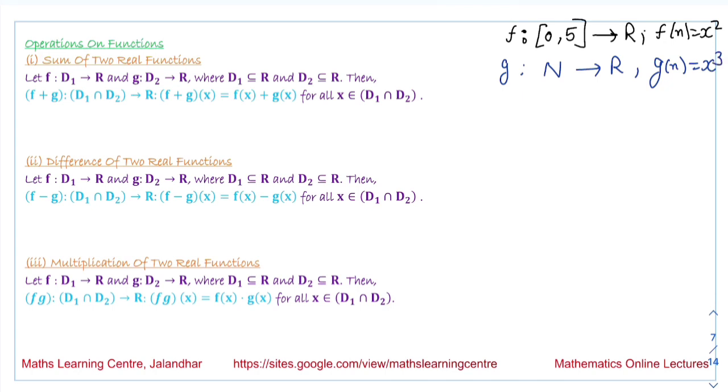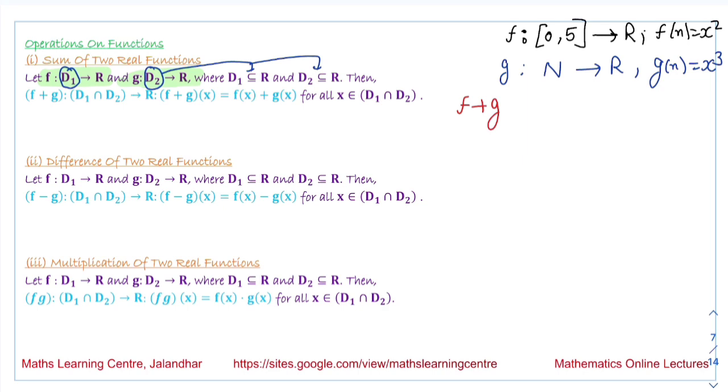Now we are saying there are two functions f and g. The domain of the first function is d1. The domain of the second function is d2, where d1 and d2 are subsets of R. That is, both these functions are real functions. Then we are defining a function f plus g.